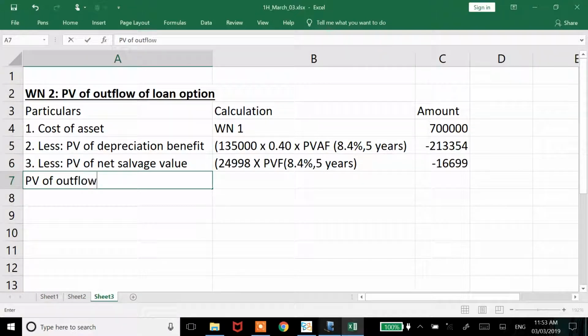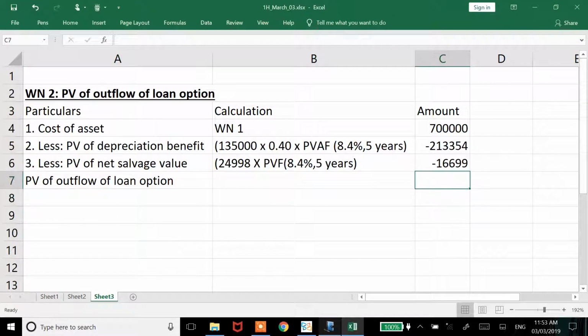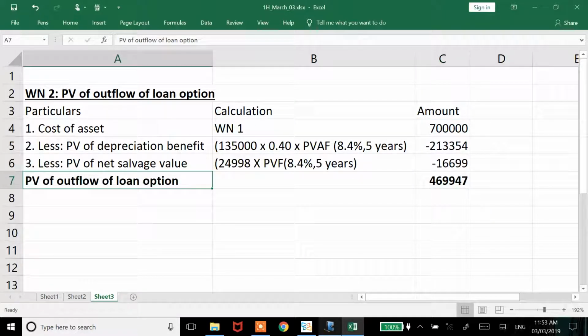PV of outflow of loan option. The same thing, we may have to do a detailed calculation in case both had not remained same. If my discount rate and after tax cost of debt is not same, I have to do that loan amortization table and then prepare that 8 columnar table to get to the answer. Present value of outflow of loan option is 469,947.